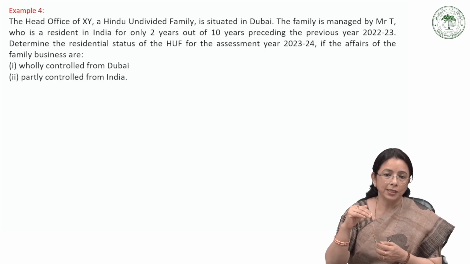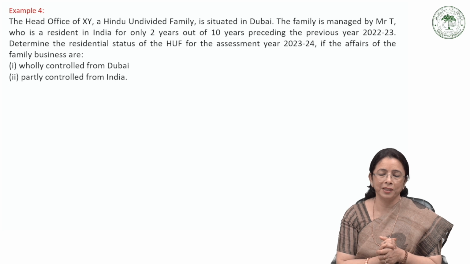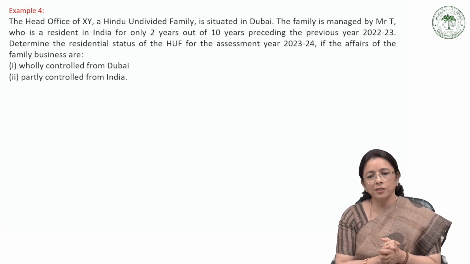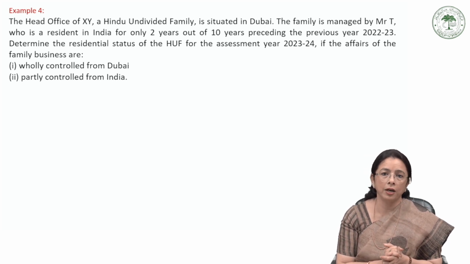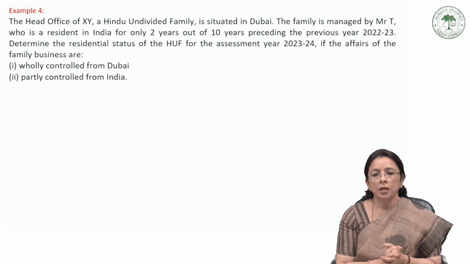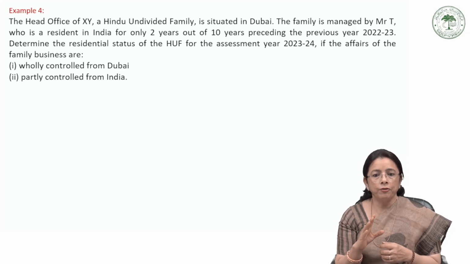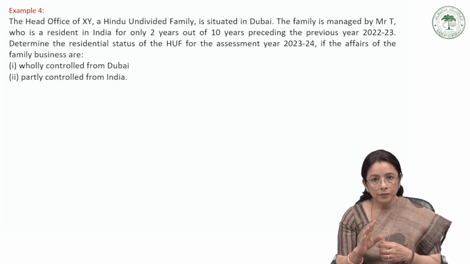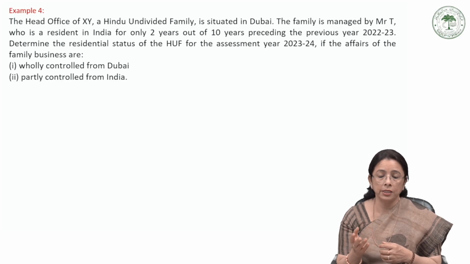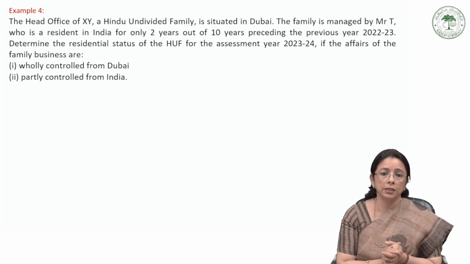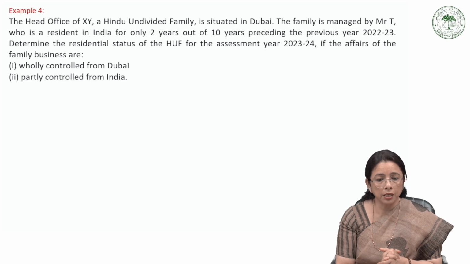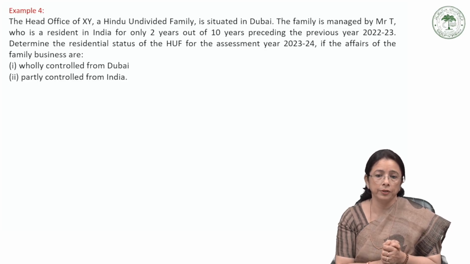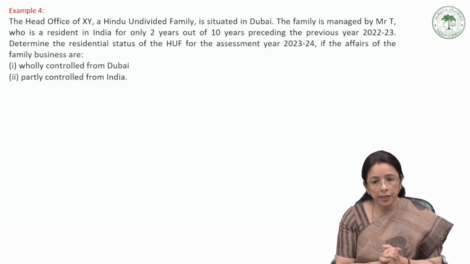But coming to the second part of the example, that is partly controlled from India. Under this situation, the affairs of HUF are controlled and managed partly from India. Therefore, HUF is a resident of India. Okay, but whether ROR or NROR, we will decide later on the basis of the other situations. So here, first thing is declared that HUF is a resident of India.